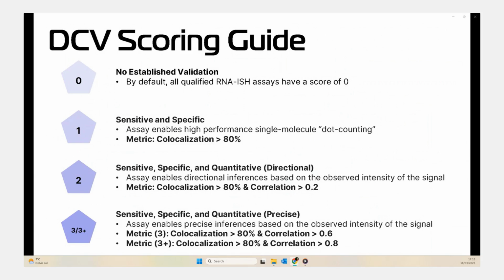And having a score of 2, 3, and 3+ enables us to make inferences about target abundance based on the observed signal intensity. And it's important to know that having a higher score doesn't imply higher sensitivity or specificity. Having a higher score just means you can make a more precise inference about target abundance based on observed signal intensity.